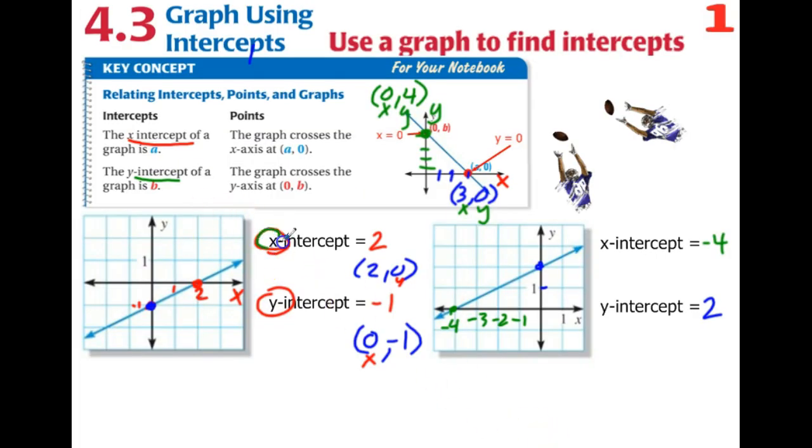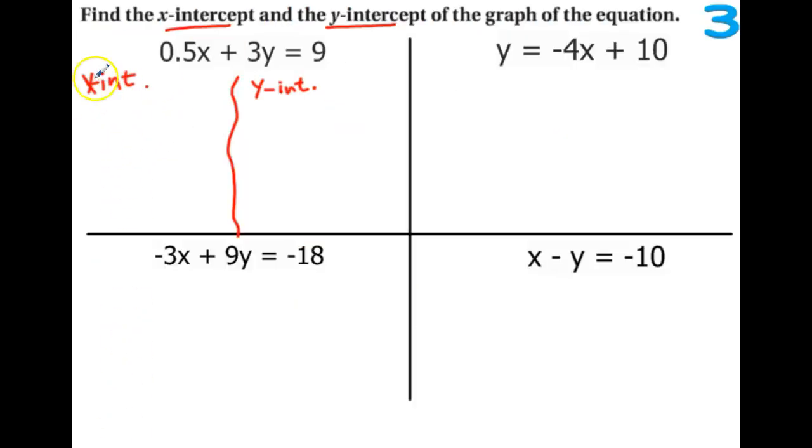When we found the x-intercept, y was really 0. And on our y-intercept, x was really 0. So we're going to use that information to help us find our intercepts. So we just said for our x-intercept, y was 0. And for our y-intercept, x is 0. So we're going to plug 0 in to figure out what the other letter is. So it says 0.5x plus 3 times y, but y is we're going to plug in a 0, equals 9.